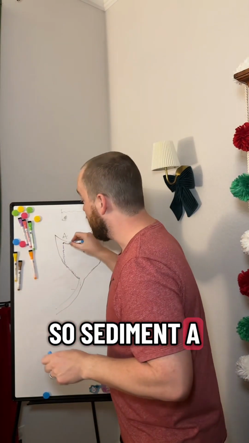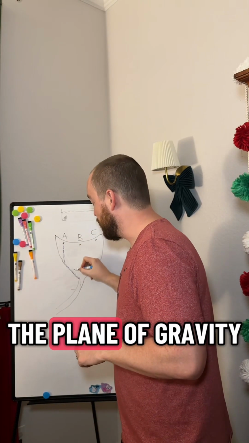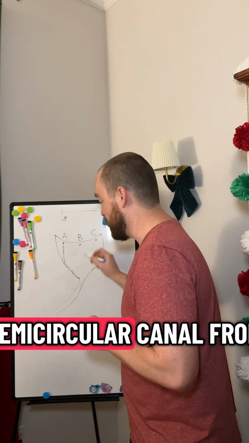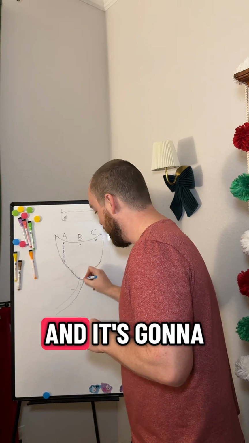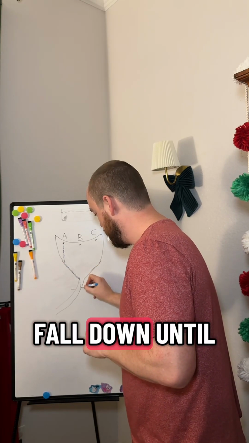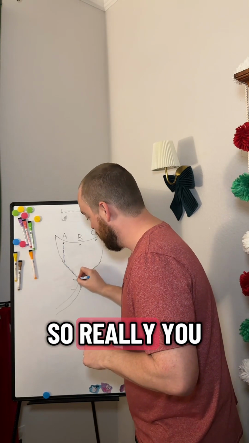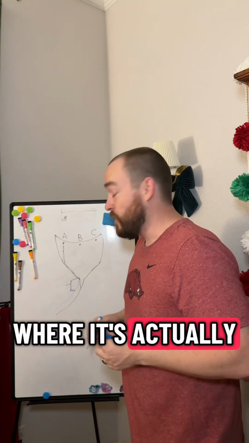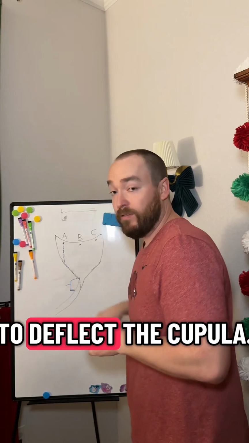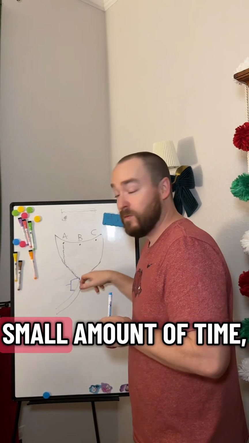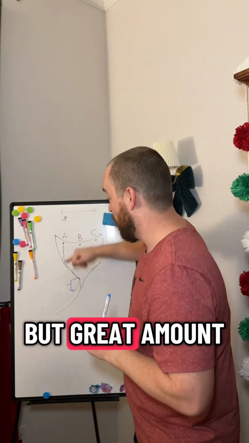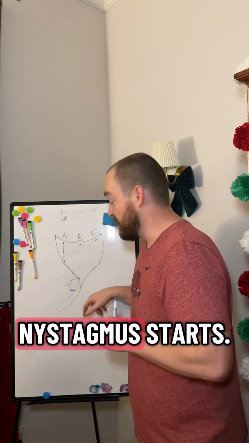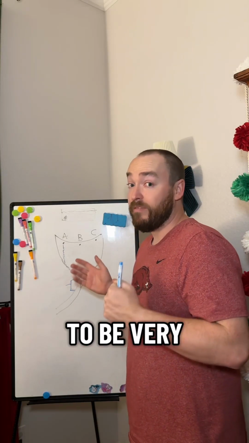So sediment A is going to fall down in the plane of gravity all the way down toward the narrowing of the semicircular canal from the ampulla, and it's going to fall down until it hits the wall, right? So really you only have this portion where it's actually causing enough pressure to deflect the cupula, right? So a relatively small amount of time, but a great amount of latency that you're going to see before nystagmus starts, and then that nystagmus is going to be very short-lived.